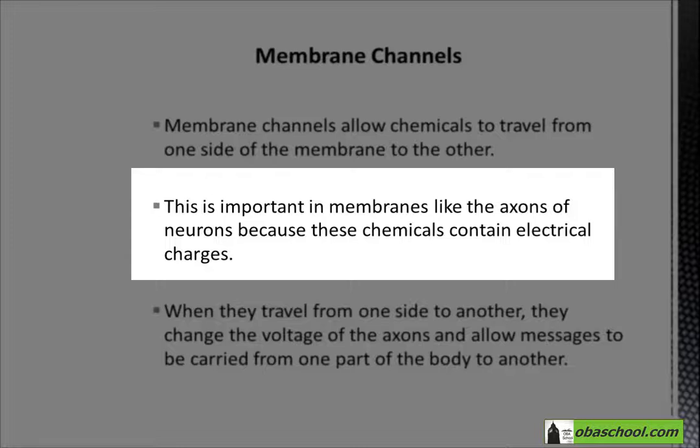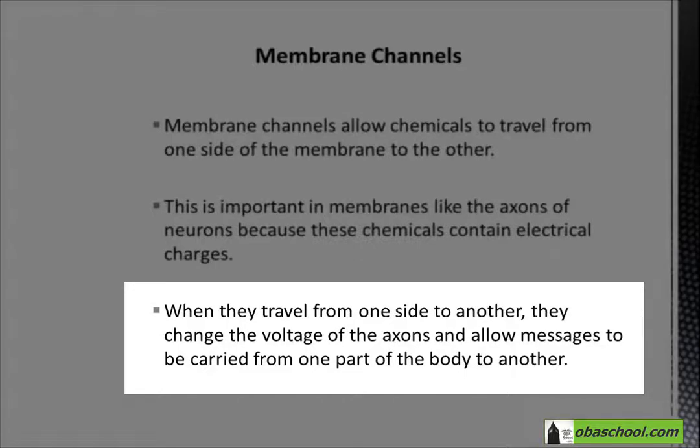This is important in membranes like the axons of neurons because these chemicals contain electrical charges. When they travel from one side to another, they change the voltage of the axons and allow messages to be carried from one part of the body to another.